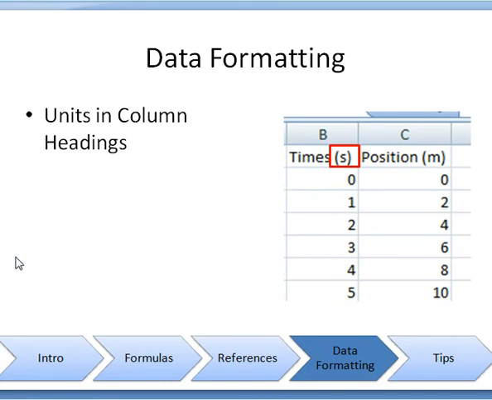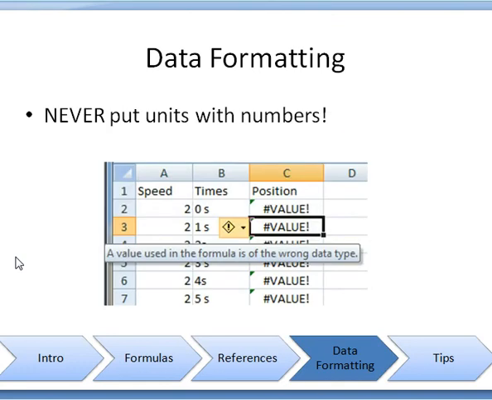Another important thing to bear in mind is that your units need to be in the column headings. If you put them elsewhere, so here you can see that I put the seconds in with the times, and it doesn't matter, I left a space in some of them, I didn't leave a space in some of the other ones. It no longer sees that as a number, it sees it as text. And you can see the position column was the speed times the time. If I multiply those things together, it's taking 2 times some text and it doesn't know what to do, and so it tells you it doesn't know what you're doing here. You have the wrong data type. So make sure you don't do that.